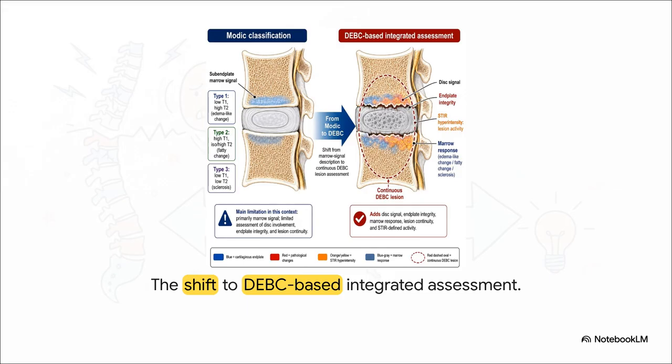Now, what's really interesting here is the conceptual leap from evaluating that isolated marrow to looking at a continuous disc end plate marrow lesion. This new framework is called the DEBC classification. That stands for the disc end plate bone marrow complex. So instead of just flagging a marrow abnormality and calling it a day, DEBC integrates the disc signal, the integrity of the end plate dividing the disc and the bone, and the marrow response, all at once. It's a much more holistic view.